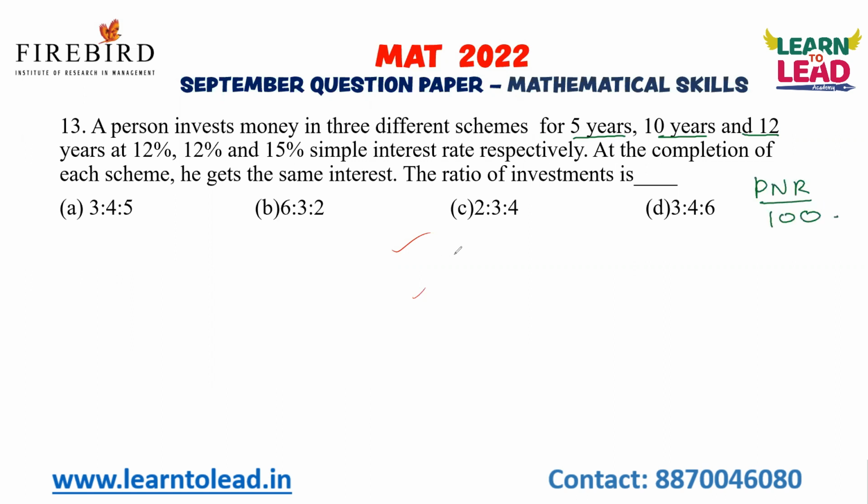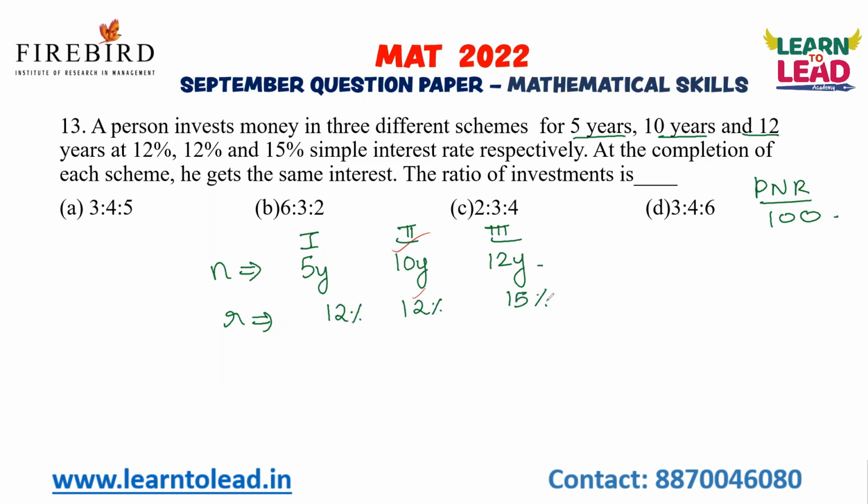Now see the question. A person invests money in 3 different schemes. So the value of N is 5 years, 10 years, and 12 years. Let's consider scheme 1, scheme 2, and scheme 3. And the rate of interest on the 3 schemes is 12%, 12%, and 15%. At the completion of each scheme, he gets the same interest. So the concept is: you should get the same amount of simple interest at the end of all 3 schemes.